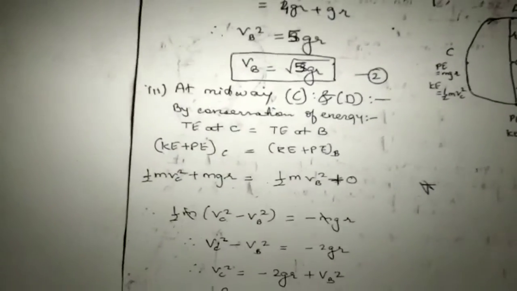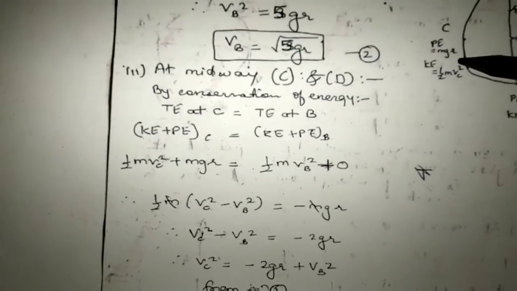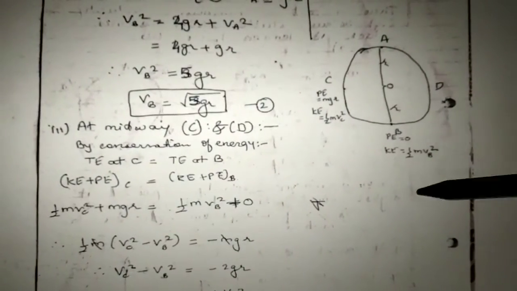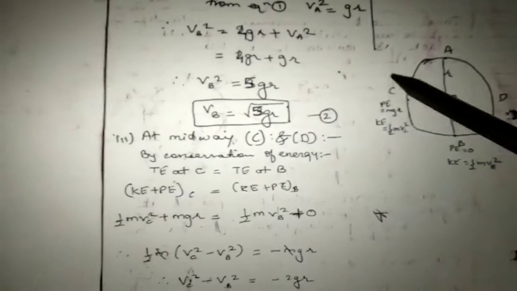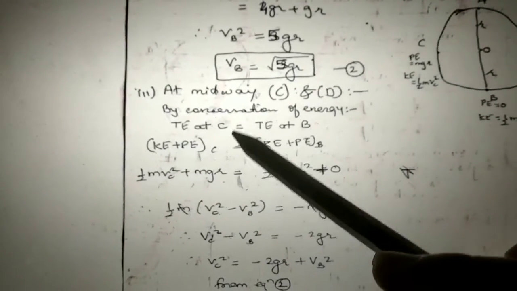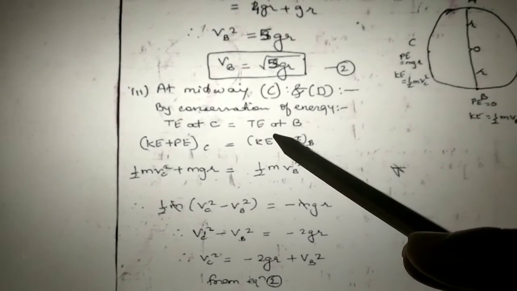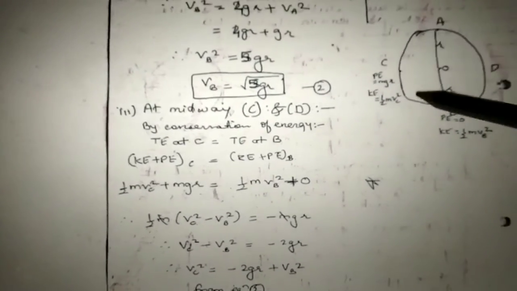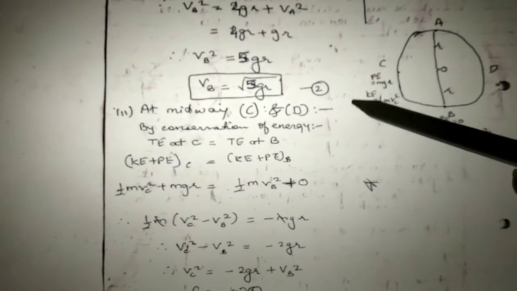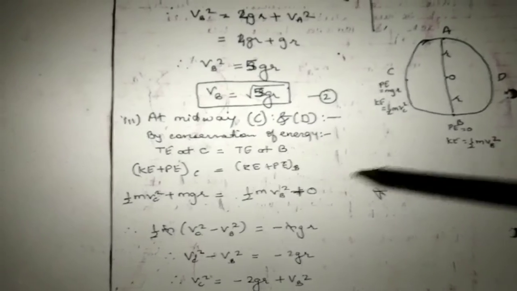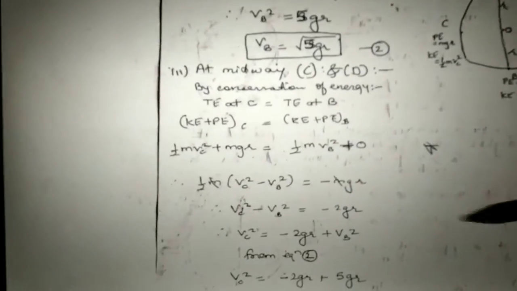Now next you will find the velocity at point C or D. Both are the same because both are at the midway position. So again consider the law of conservation of energy. You will write total energy at C is equal to total energy at B. Whichever quantity we know, with that only you can equate. You can equate total energy at C with total energy at A or B. So I have taken B. You can take A also.